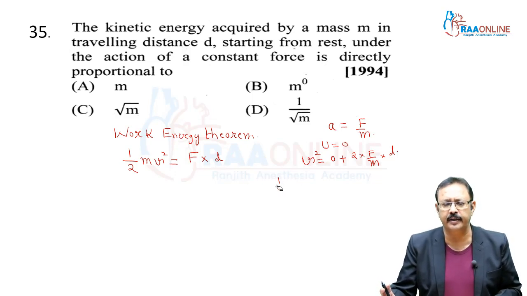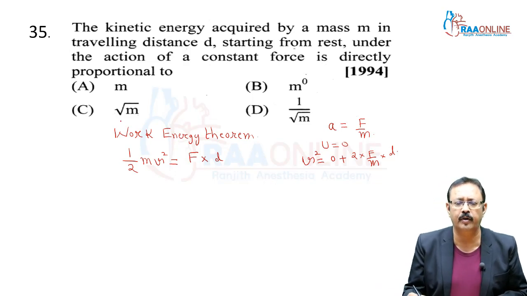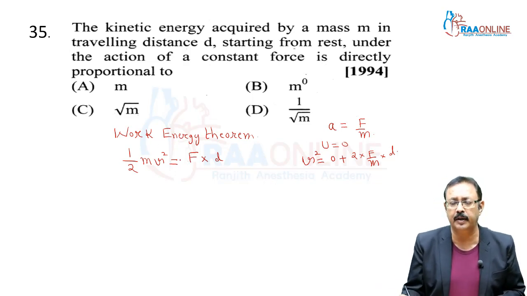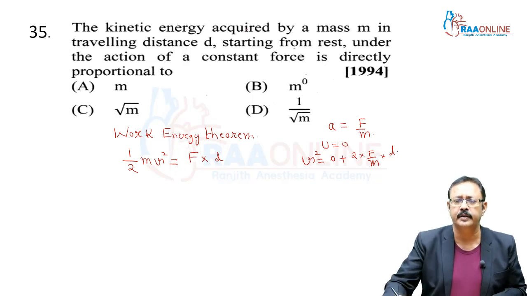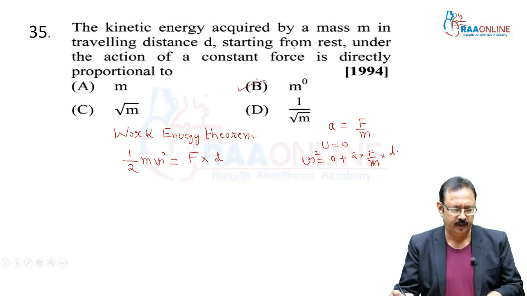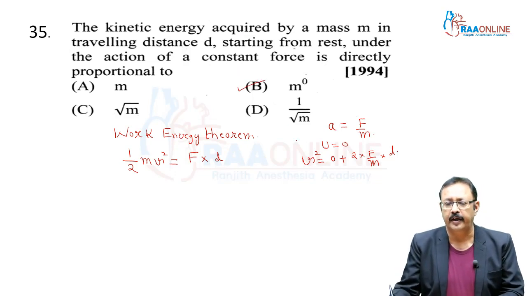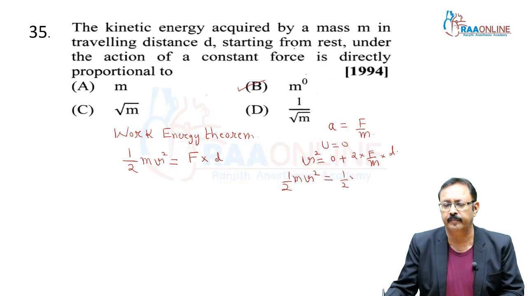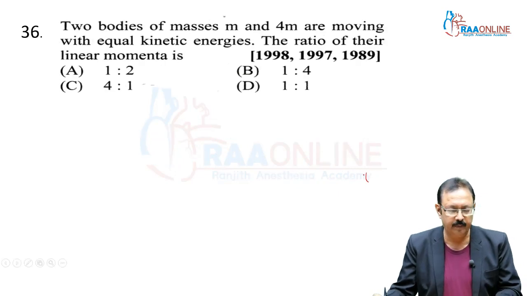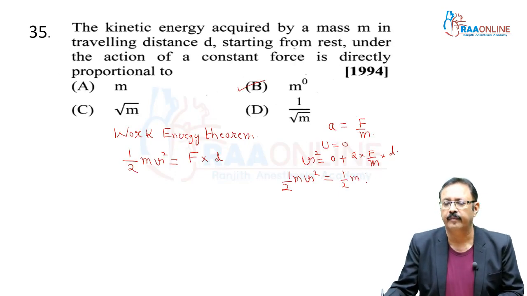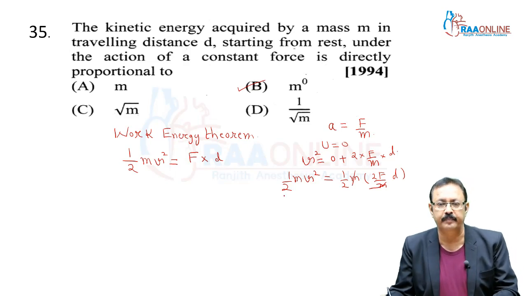Since force is constant, it doesn't depend on mass. Mass is not varying, force is constant, acceleration is constant, so m should be constant. So we are going with option B. No role of mass now. If you calculate kinetic energy, m will be cancelled out. Multiply by half m. m will cancel out. So it is not dependent on m.